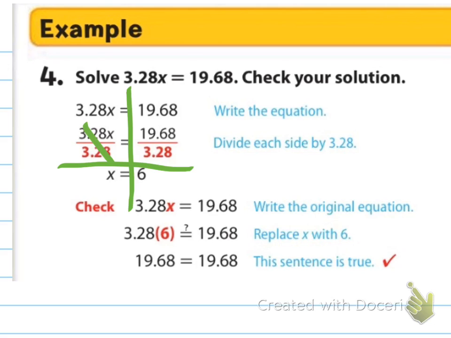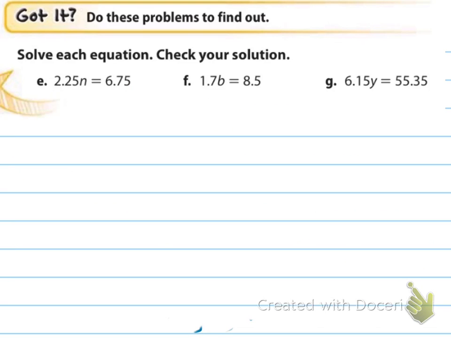To check our work, which we always should do, here's our original, our substitute, and our solve, our OSS. We've got 3.28 times x equals 19.68. We substitute in for the x, the 6, and we multiply 6 times 3.28, and we get 19.68. Great.